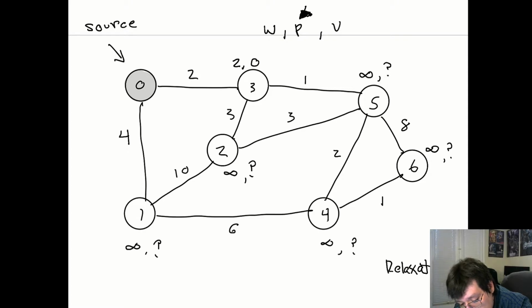So when you find a better path than what you currently have, which technically anything is better than infinity, we say that we are relaxing the node. So you have to relax, okay?